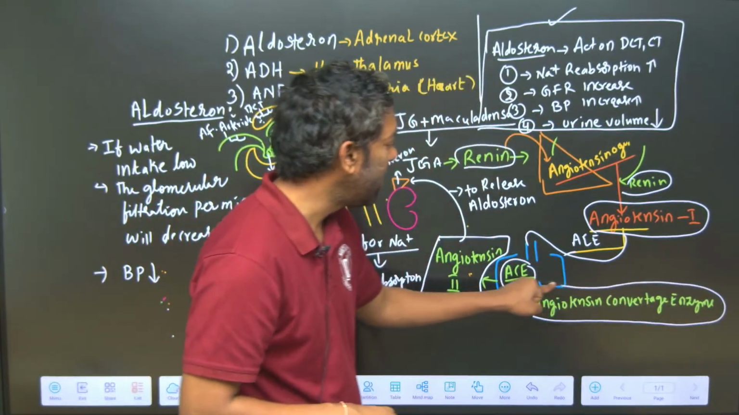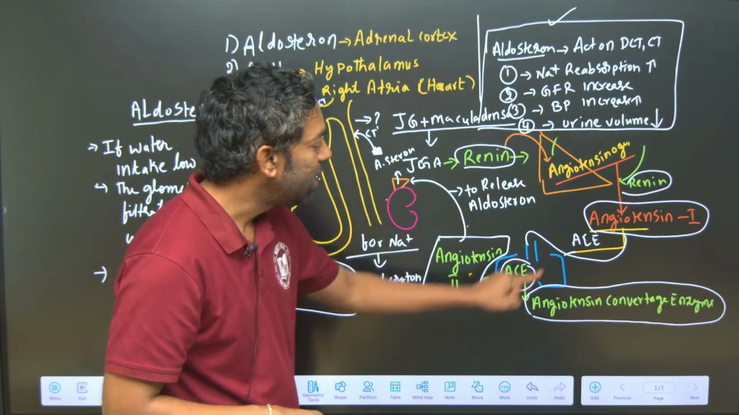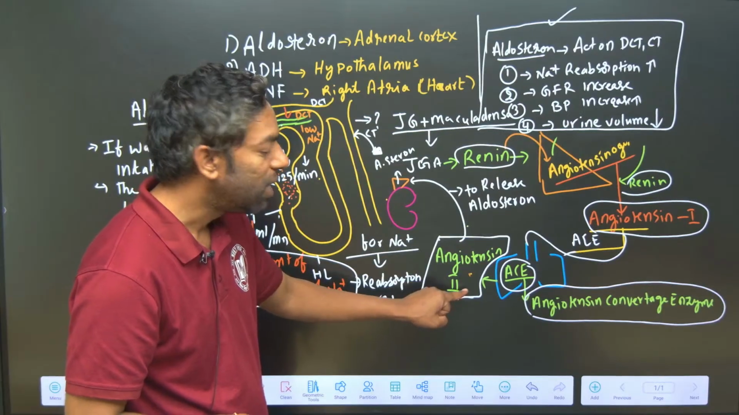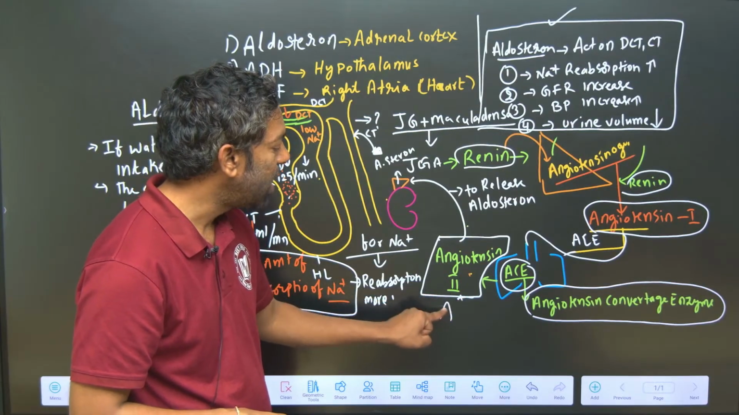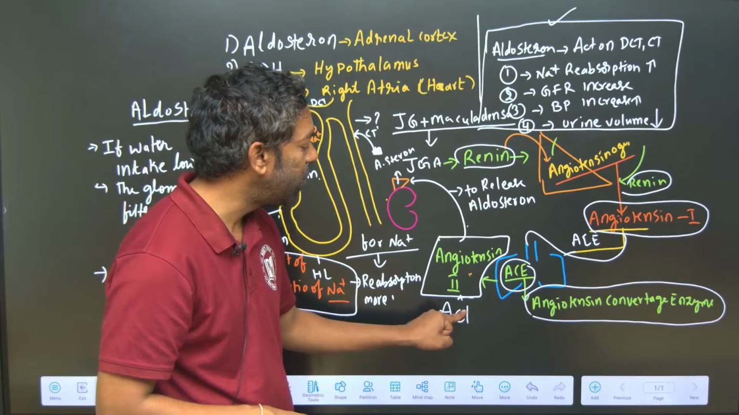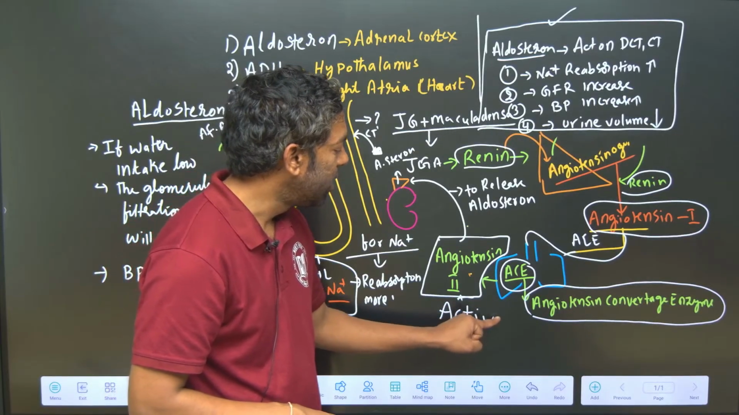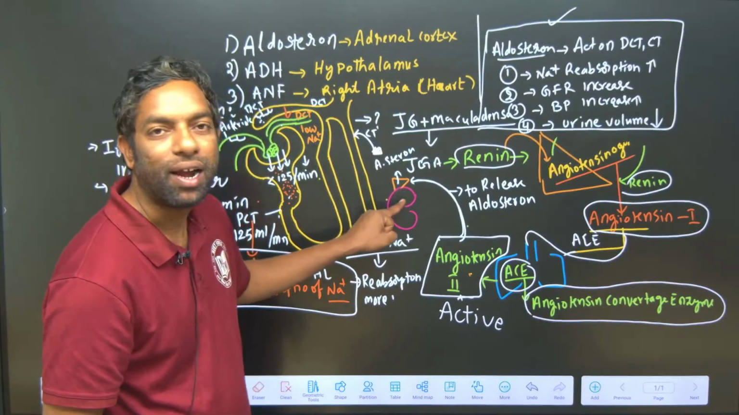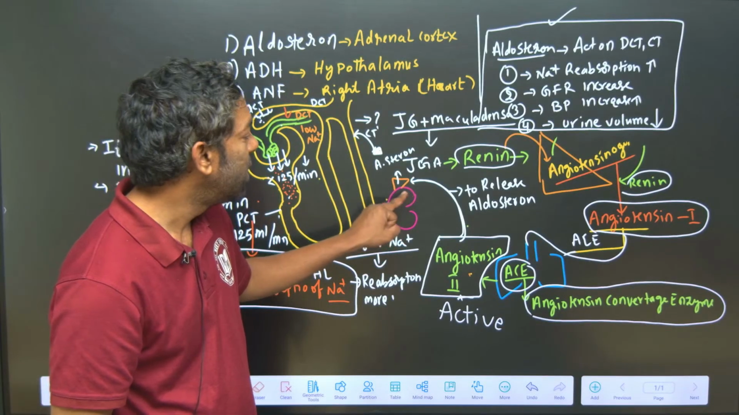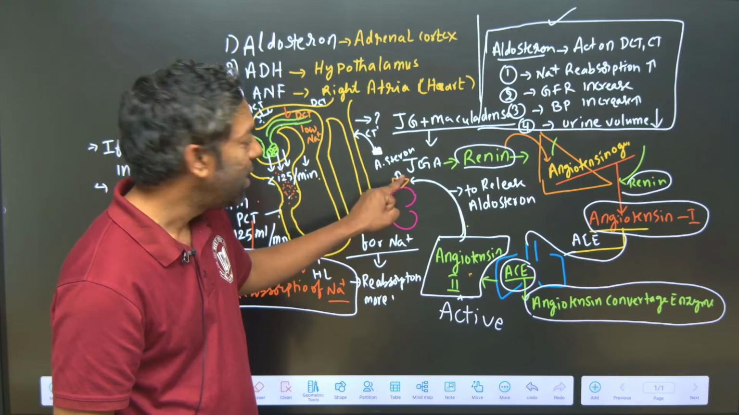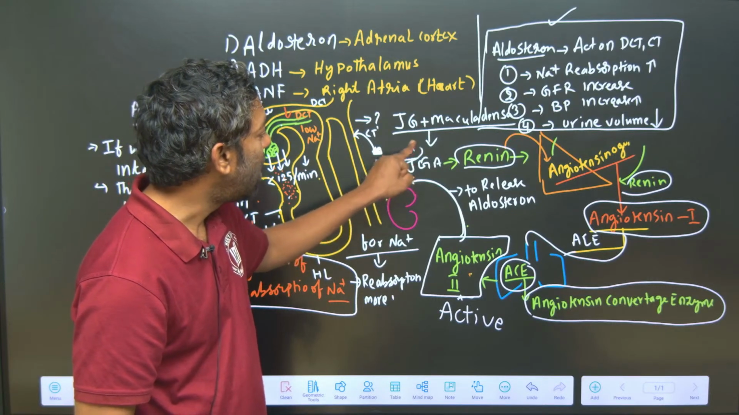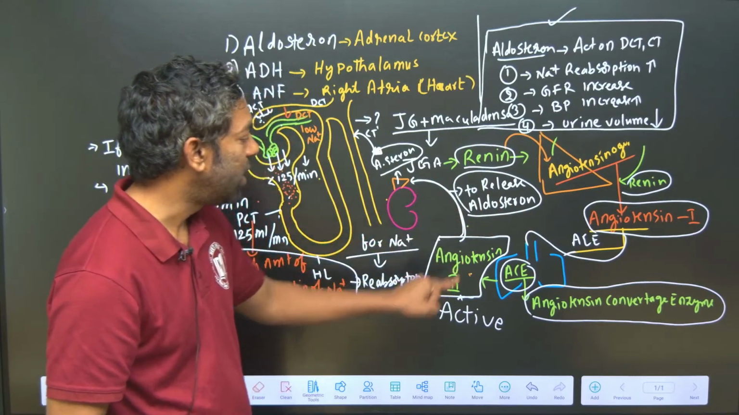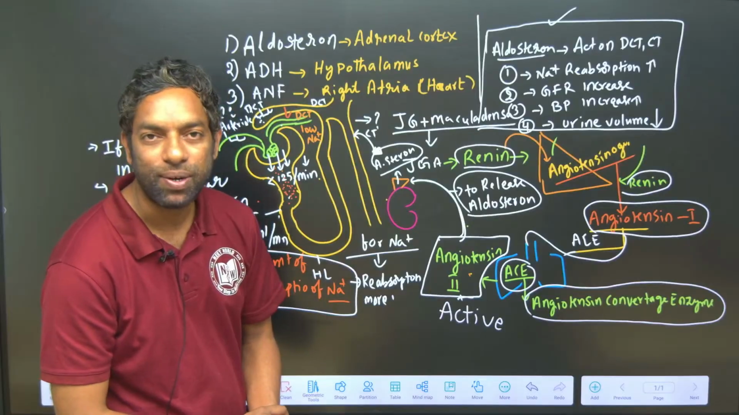Angiotensin convertase enzyme in the lungs converts angiotensin 1 into angiotensin 2. Angiotensin 2 is the active form. They can act on the adrenal gland, which is located above the kidney. The adrenal gland can release aldosterone in the presence of angiotensin 2.